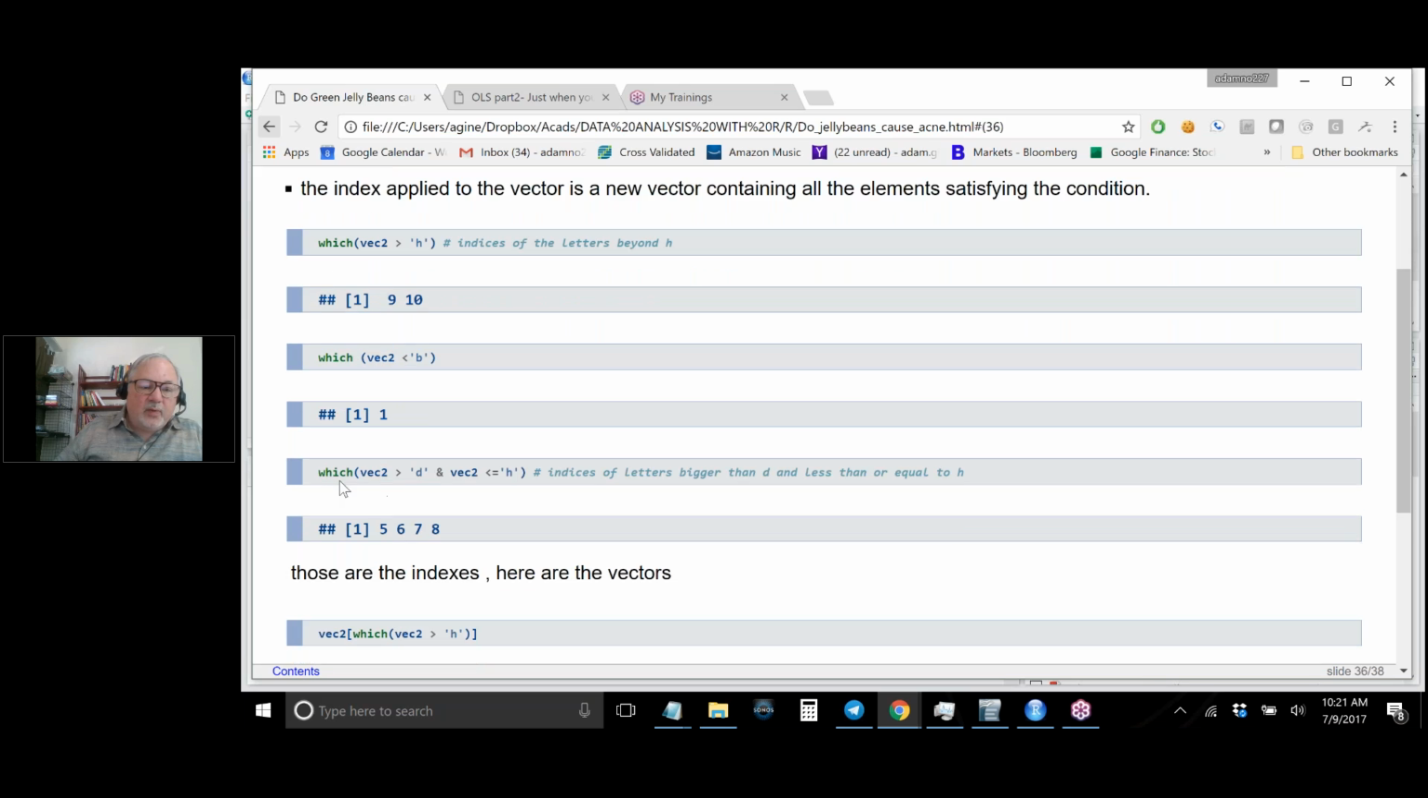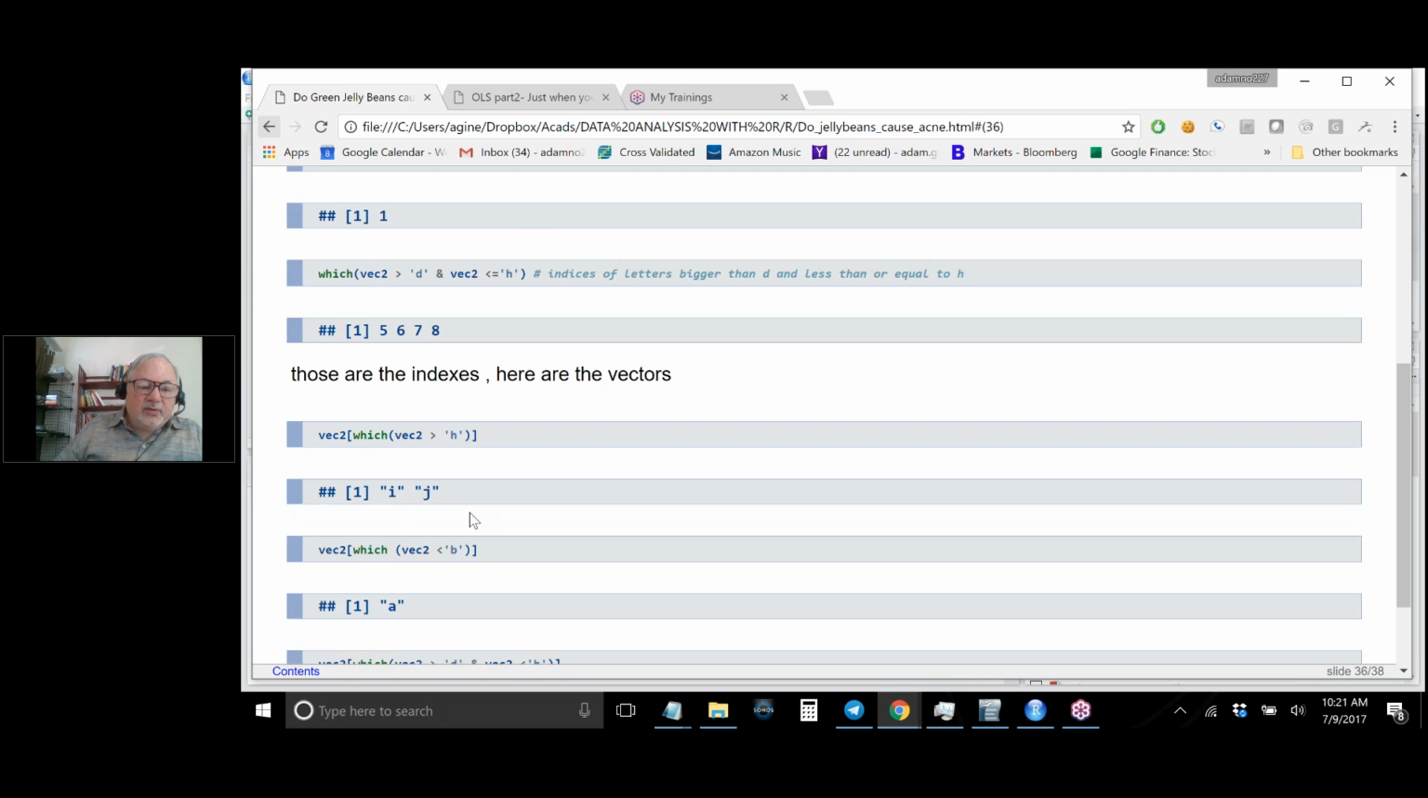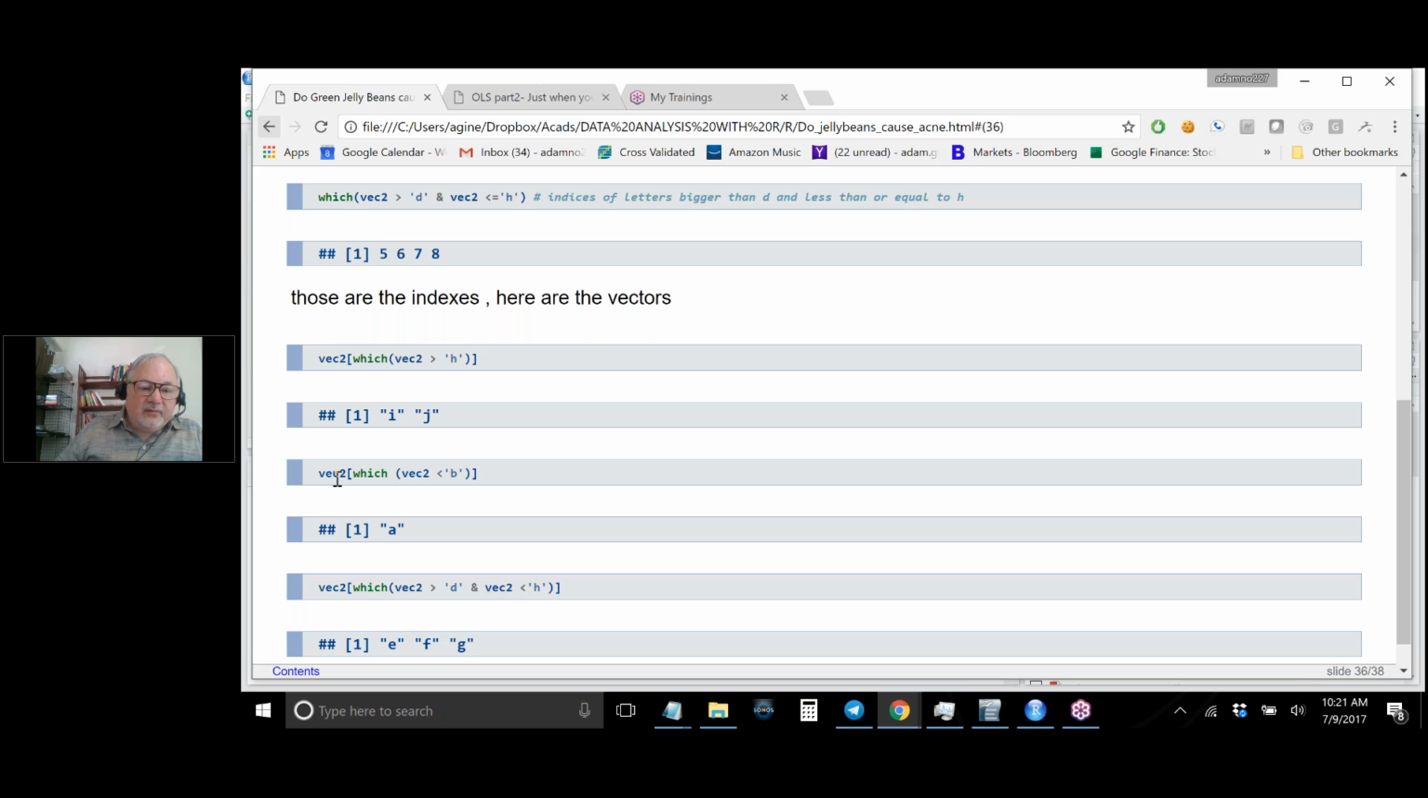And a more complicated one, which vec2 is greater than d, and vec2 is less than or equal to h? This will give me all the letters that are bigger than d and are less than or equal to h. You see less than or equal, not just less than. And those are E, F, G, H, which are in positions 5, 6, 7, 8. And you can see which vectors are greater than h, it gives me I and J. If I take vec2 of which vec2 are less than b, it gives me A.